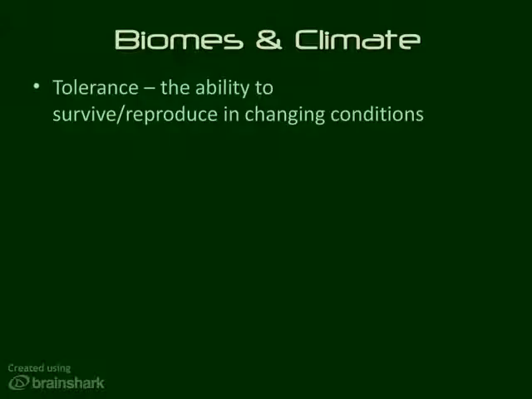Different climate zones, temperate, tropical, and polar, mean that not all animals can live in every environment. Animals and plants often have variations in their features that help them survive in changing conditions. This is called tolerance, the ability to survive and reproduce in conditions that are not always the best or optimal.